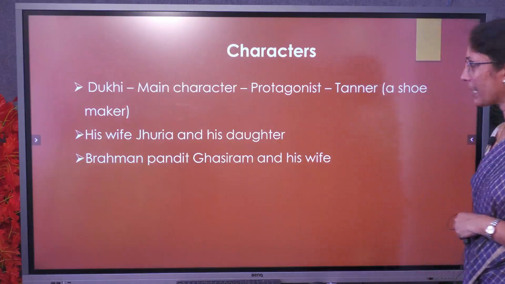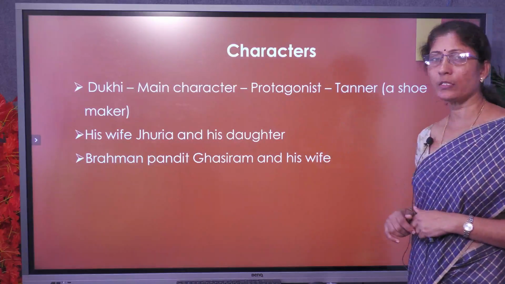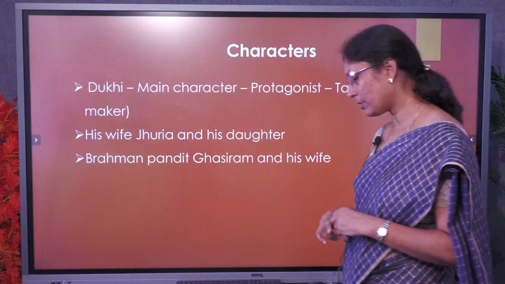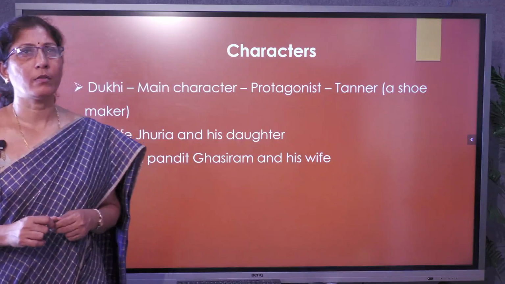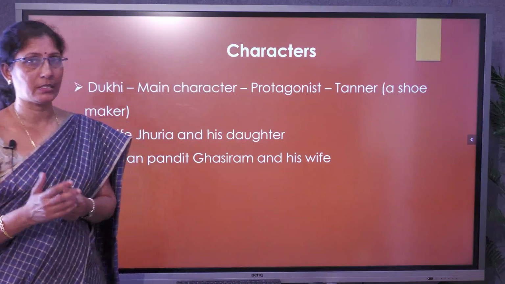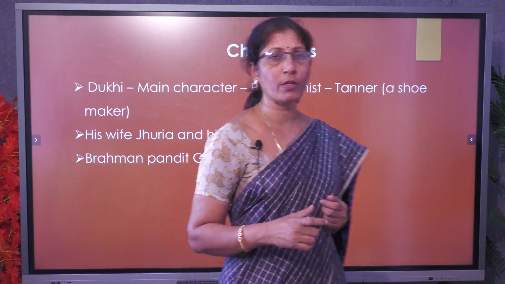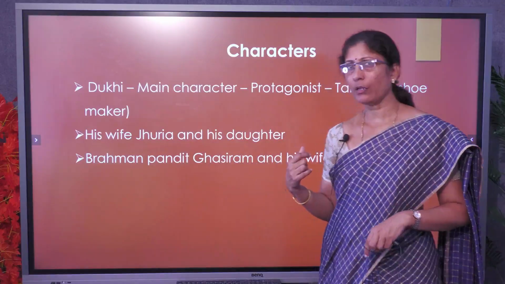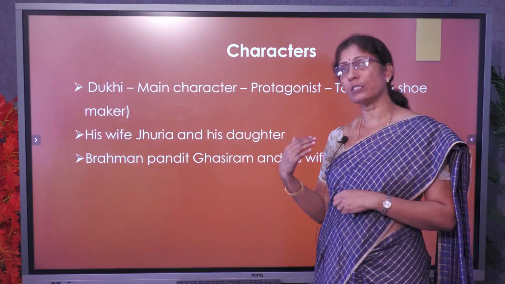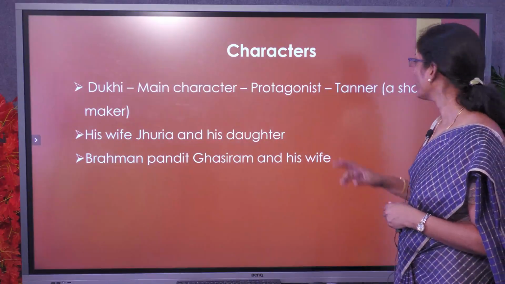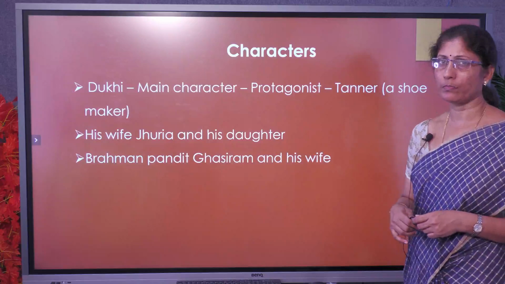So when we discuss the characters of this piece of writing, Dukhi is the protagonist. Protagonist means hero, but not exactly. Generally, hero means finally, ultimately, he succeeds in his life. That is heroism. But protagonist means he is the main character of the play. Here he is also the sufferer, the victim of suffering. Dukhi is a tanner, that means a shoemaker, the lower class people.